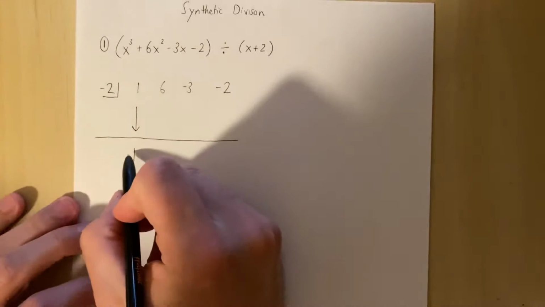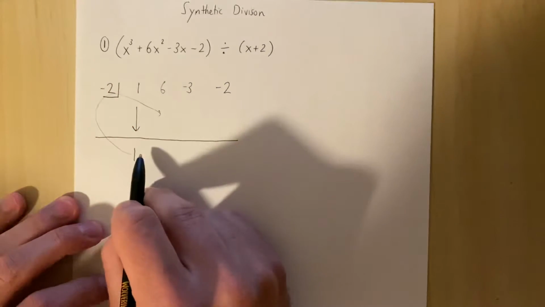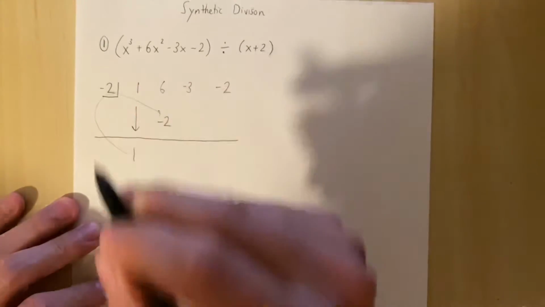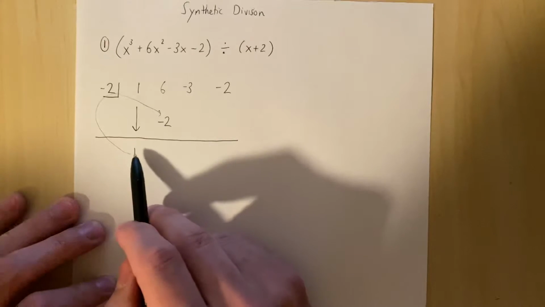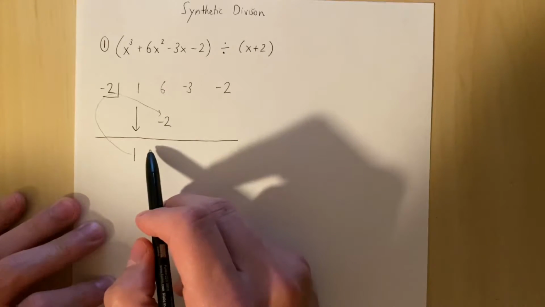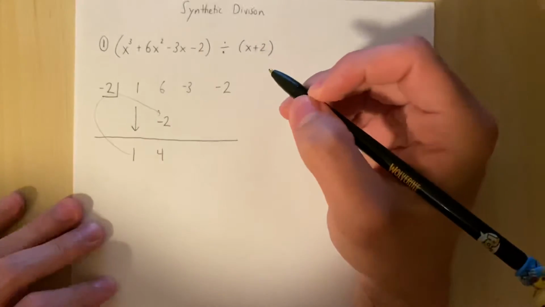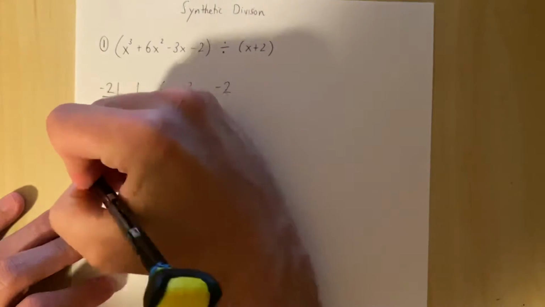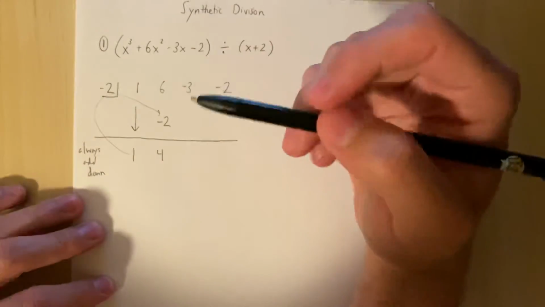Ready? We take this number, and you do 1 times -2. You take this number, you multiply it by that corner box. So 1 times -2 is -2. That's what goes here. All right? So we do this rotation of where we get this bottom number, where we multiply this, and then we add down. Okay? So 6 plus -2 is 4. So you always add down. Always add down. Okay? And from there, we repeat that same process.